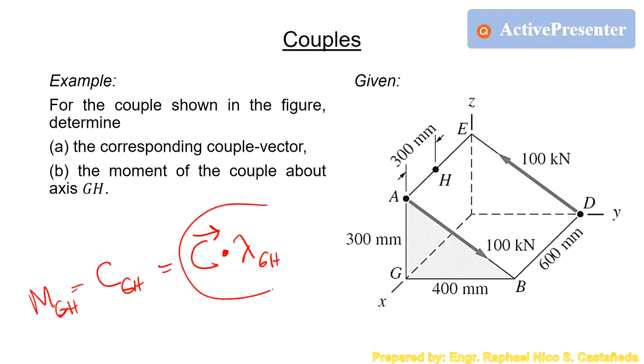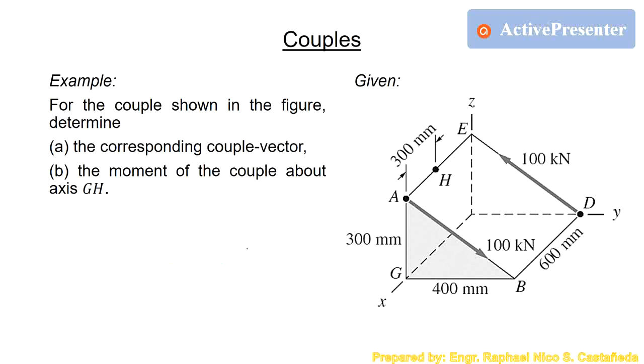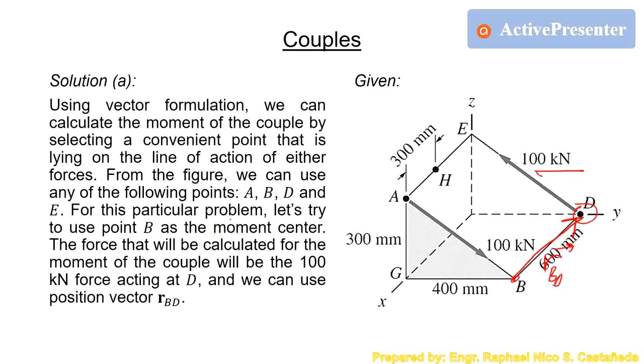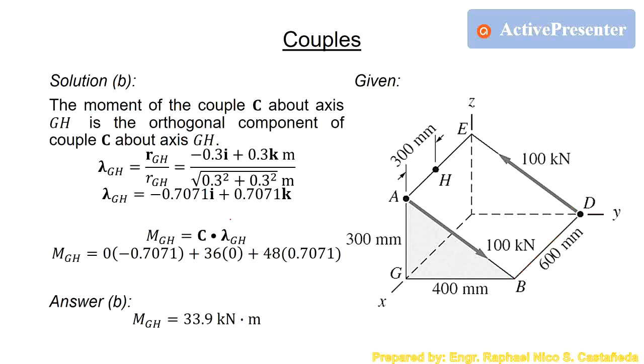If you want to get the magnitude of that particular couple, or any vector in that direction, you just dot product that vector with the unit vector of that axis. The axis that we are going to use, which is given in the problem, is axis GH. So this is axis GH.